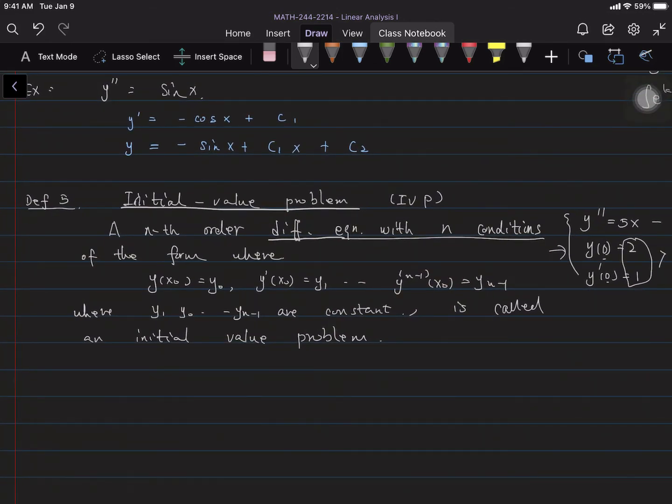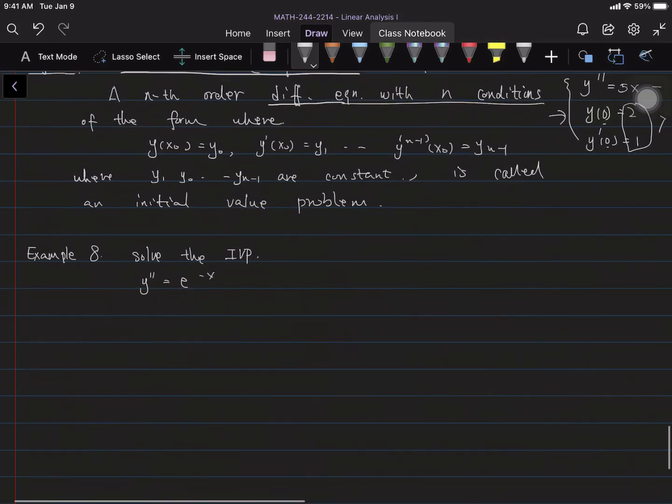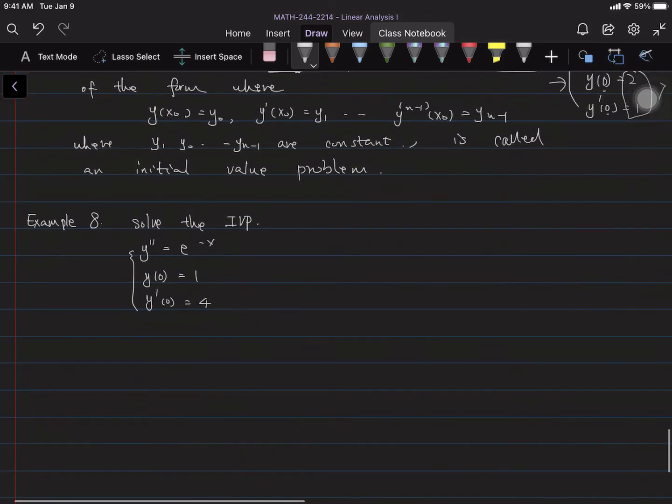Next example, we are going to solve an initial value problem. Actually, the method is the same as what we did in Calculus 3. Solve the initial value problem. Okay, so here I give you a differential equation and the initial conditions. The initial conditions are given by those two. So this is called the initial value problem, right? And now we're going to solve this.